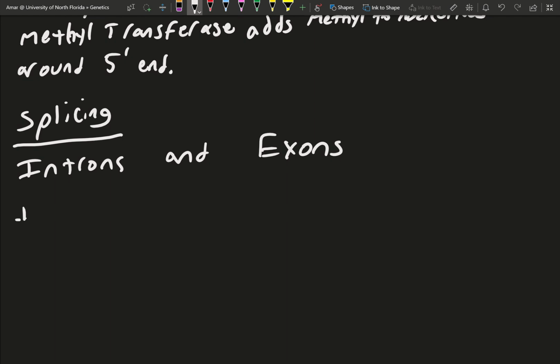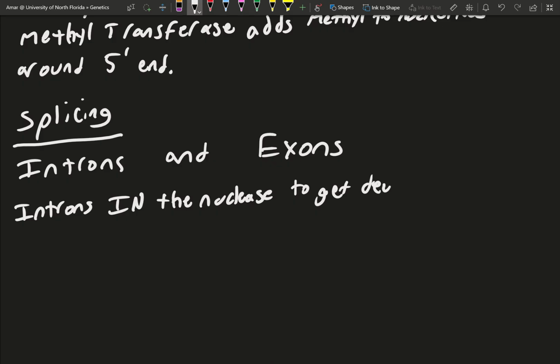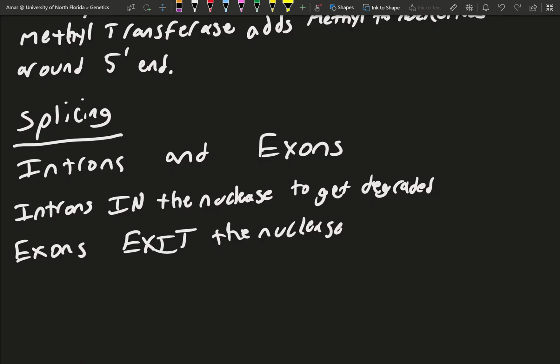So the introns stay in the nucleus to get degraded. And then exons exit the nucleus to get translated. So that's a quick way how you can memorize which one is which. Just remember introns for in the nucleus and then exons for exiting the nucleus. Okay?